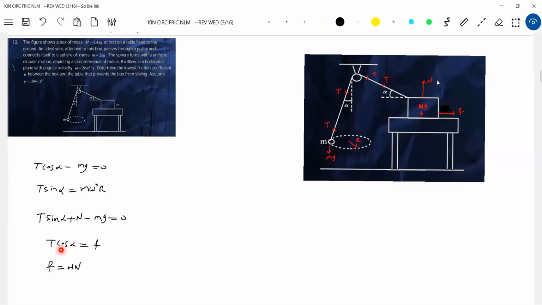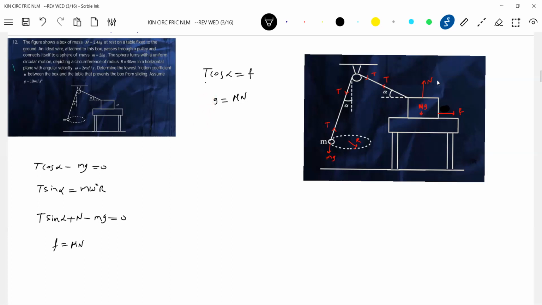So let me get into this. T cos alpha equal to f, and f equal to mu N. So T cos alpha equal to f. So let me substitute all this. What is T cos alpha equal to? T cos alpha should be equal to mg. And what is f? f should be equal to mu N.